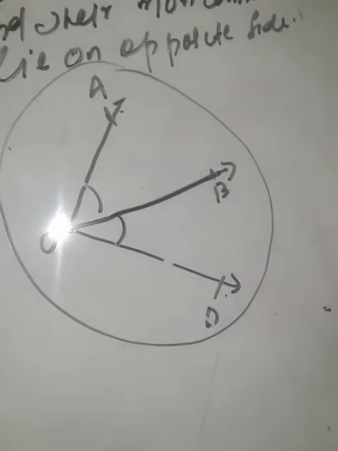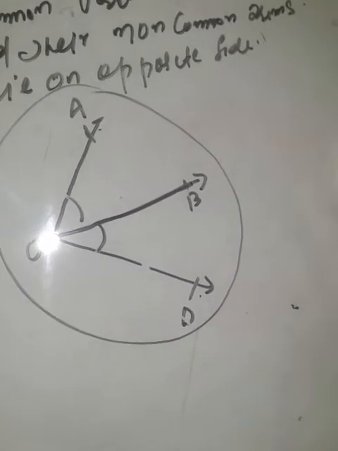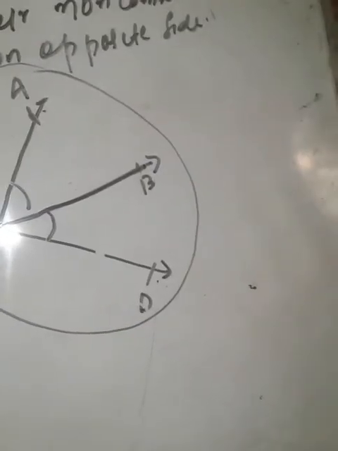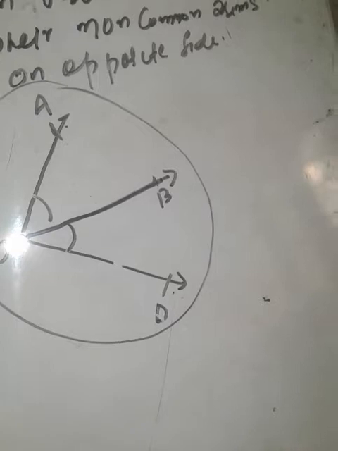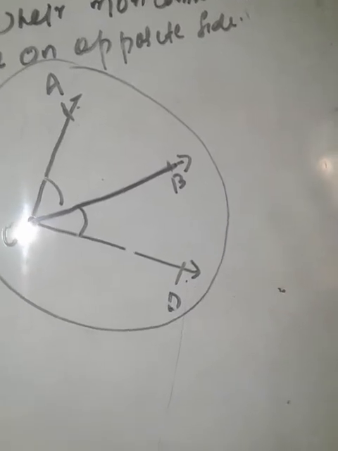So I hope you will understand it. What are adjacent angles? Two angles are said to be adjacent angles if they have a common arm, a common vertex, and their non-common arms lie on opposite sides.